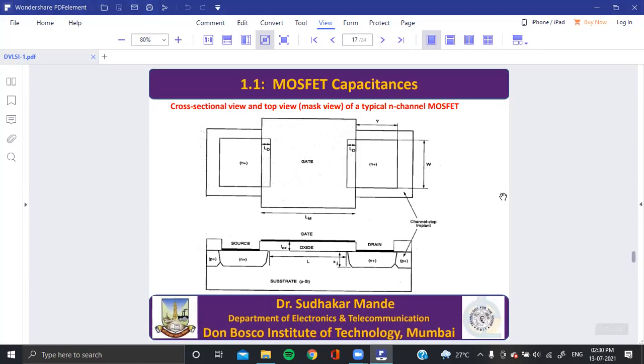Now we will move to MOSFET capacitances. What is meant by MOSFET capacitance? These capacitances are called parasitic capacitances.